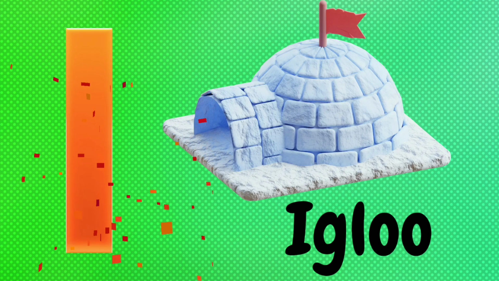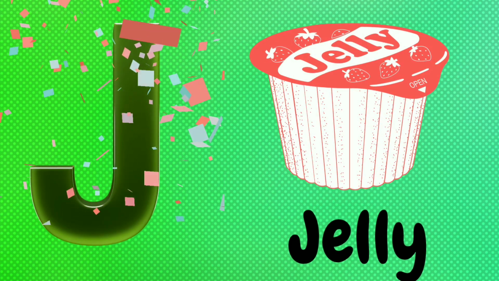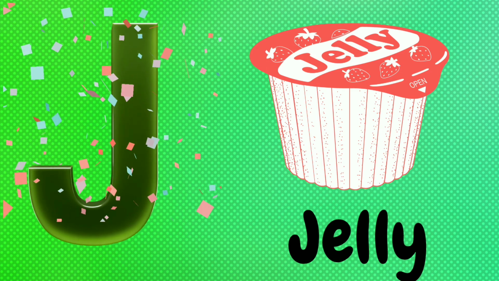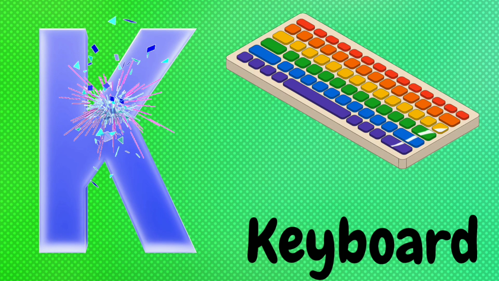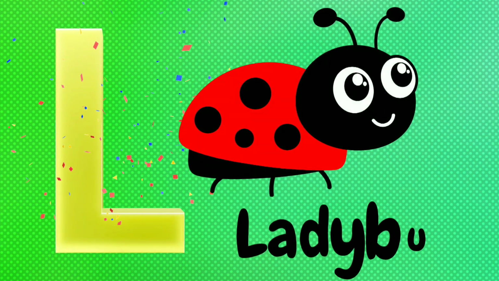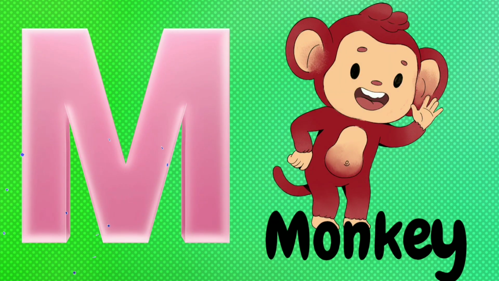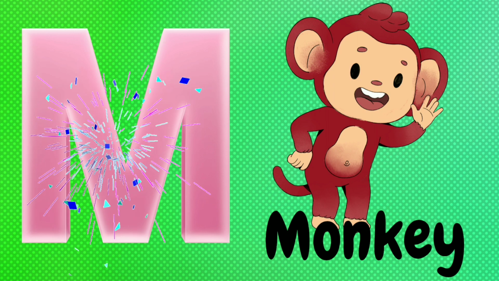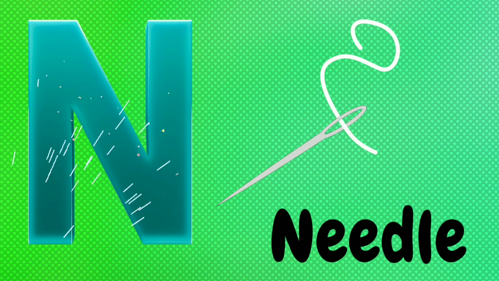Igloo. J is for jelly. Jelly. K is for keyboard. Keyboard. L is for ladybug. Ladybug. M is for monkey. Monkey. N is for needle. Needle.